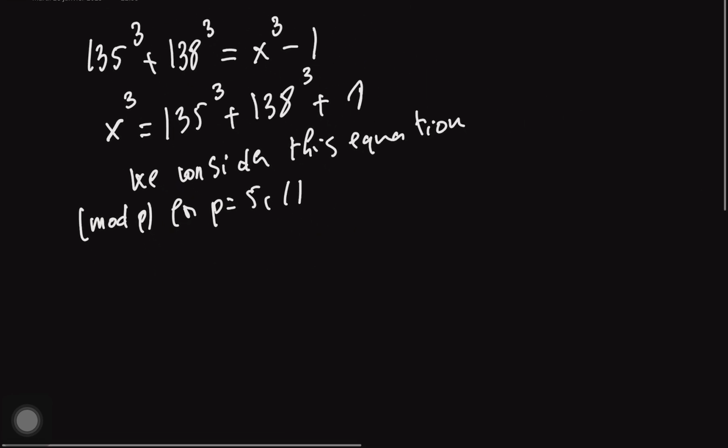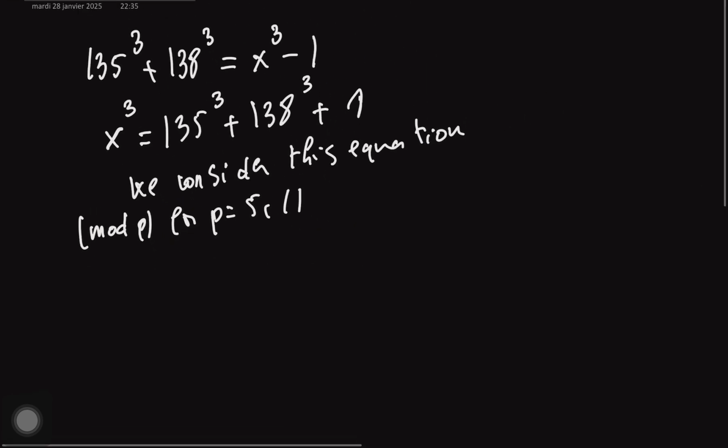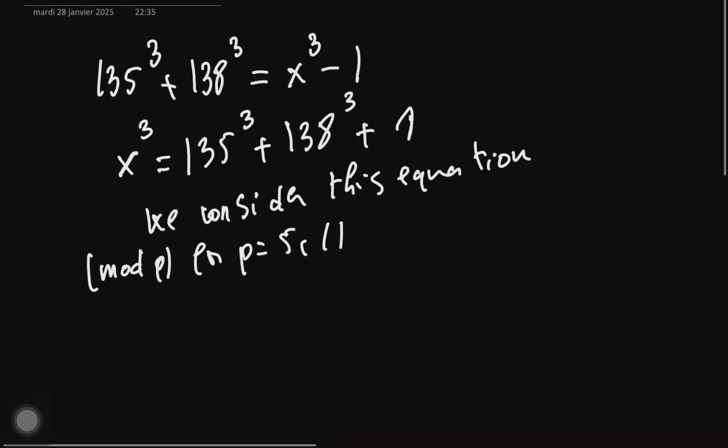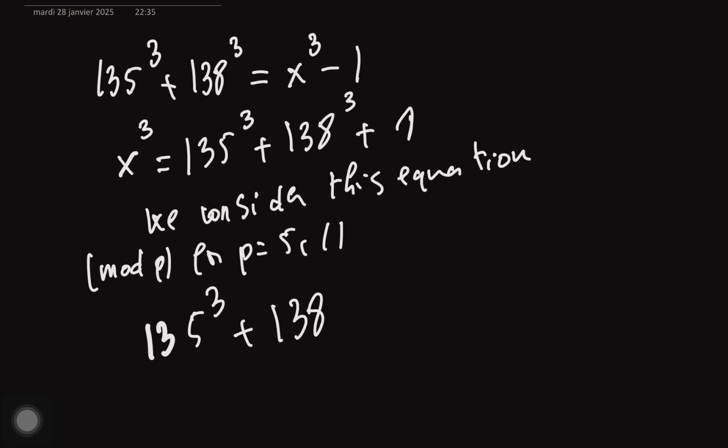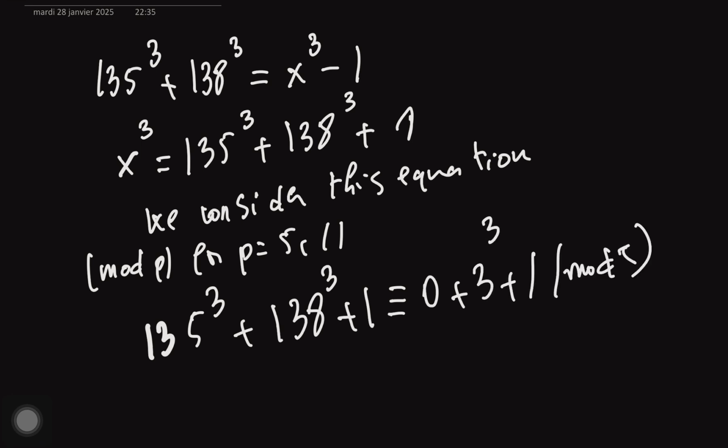If we consider this equation mod 5, we have 135 to the power 3 plus 138 to the power 3 plus 1. Basically 135 is congruent to 0, and 138 is congruent to 3 mod 5, so it's 3 to the power 3 plus 1 mod 5.